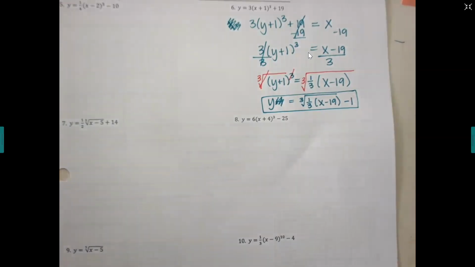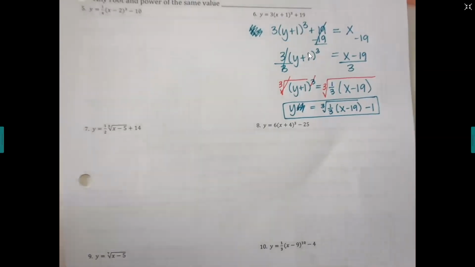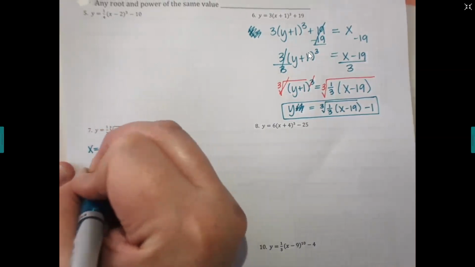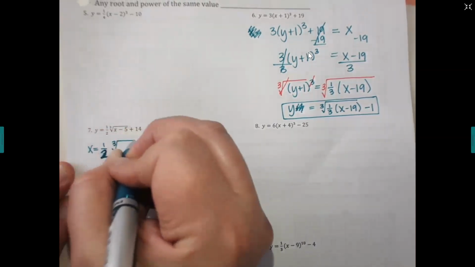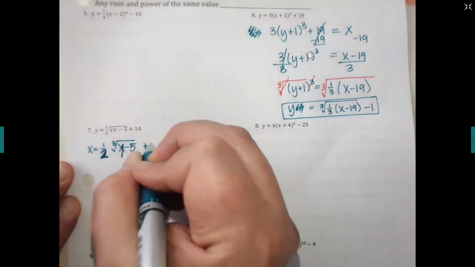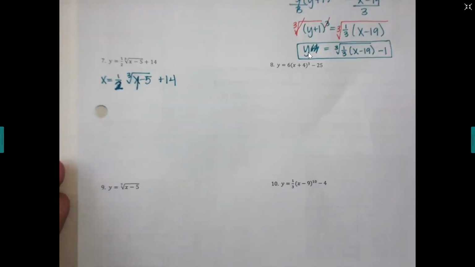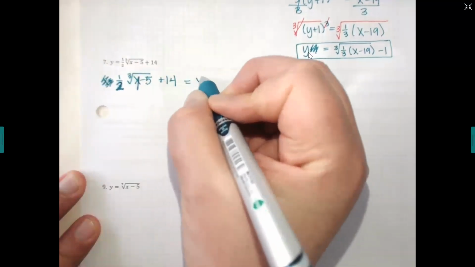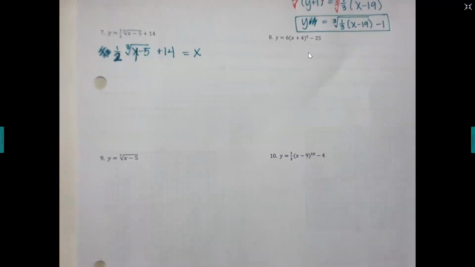Okay? All right, next one we're gonna do is, let's do number 7. Step number 1, switch your X and your Y for me. So instead of a Y equals, it's an X equals 1/2 cubic root, Y minus 5, plus 14. But then I want to be kind of lazy. I don't want to rewrite the whole thing. So I'm going to eliminate the X equals and make it an equals X. Sorry, it looks so ugly.